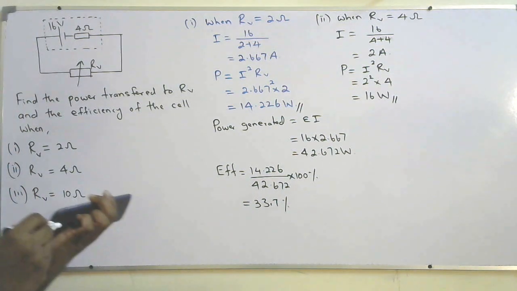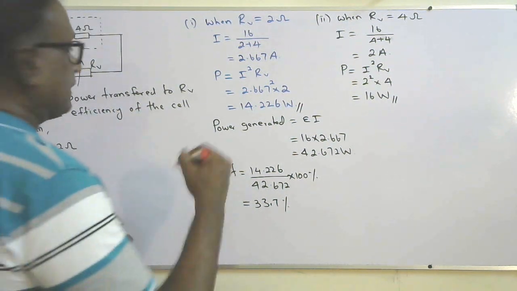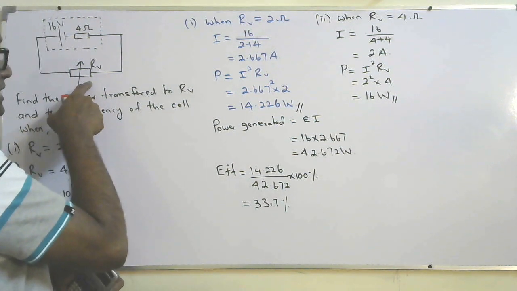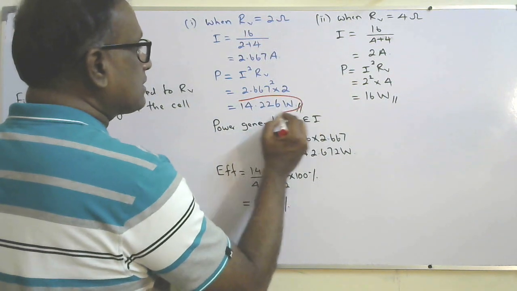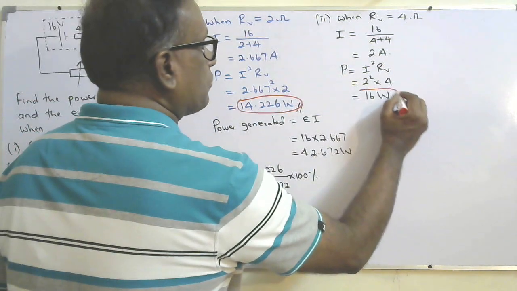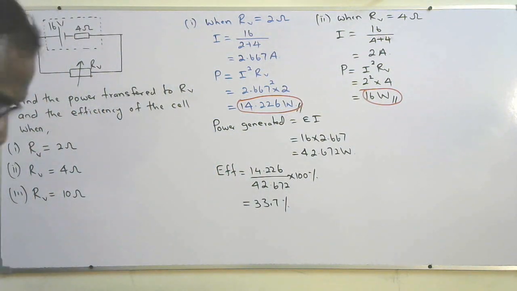That is 16 watts. So you can see that when the external resistance is lower than the internal resistance, the power is 14.22 watts. Here this is 16 watts. You know that is more than this one. Right.